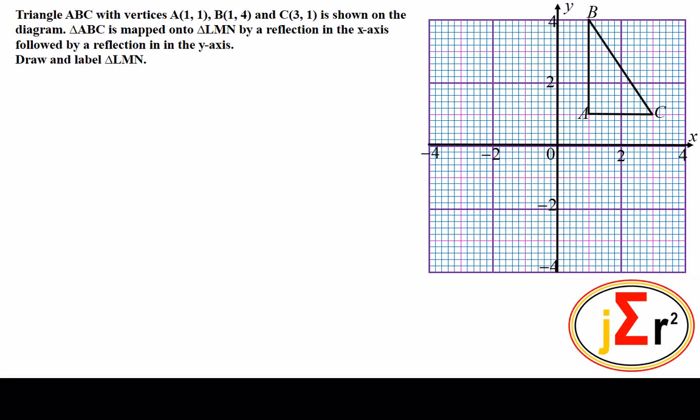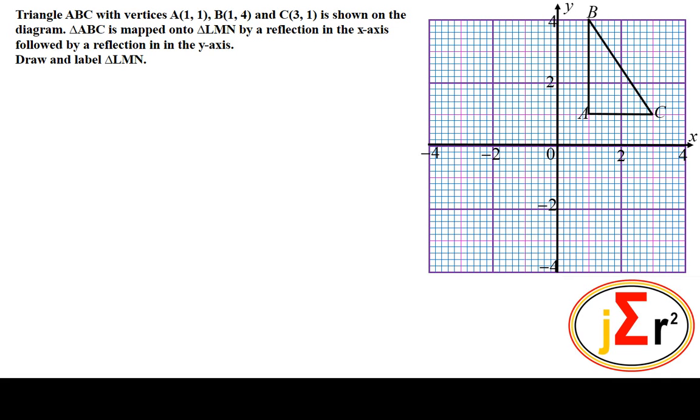Triangle ABC with vertices A(1, 1), B(1, 4), and C(3, 1) is shown on the diagram. Triangle ABC is mapped onto triangle LMN by a reflection in the x-axis, followed by a reflection in the y-axis. Draw and label triangle LMN.